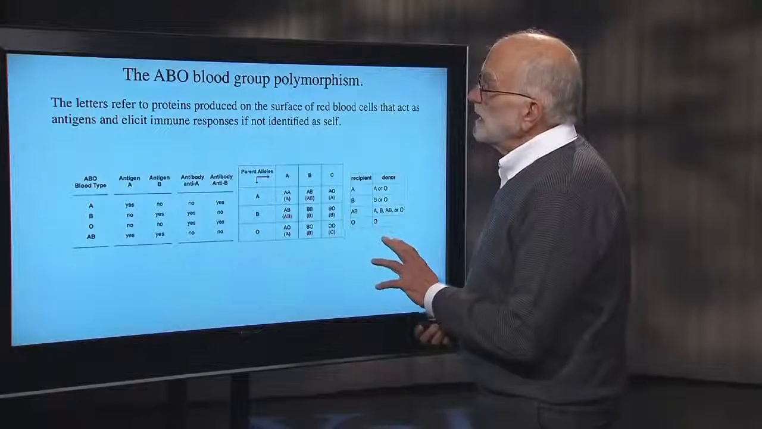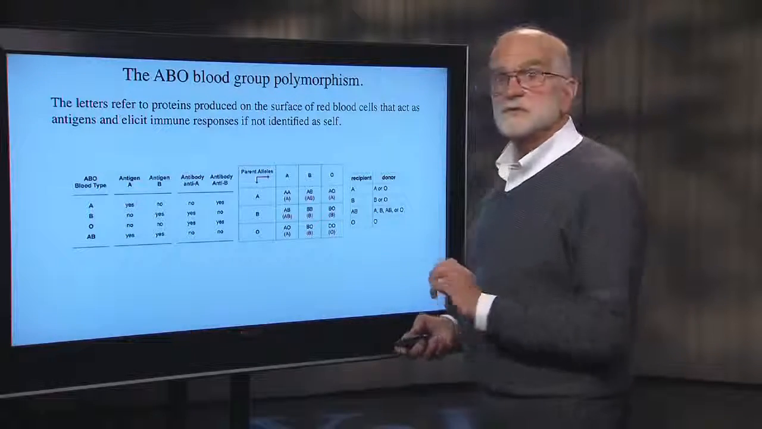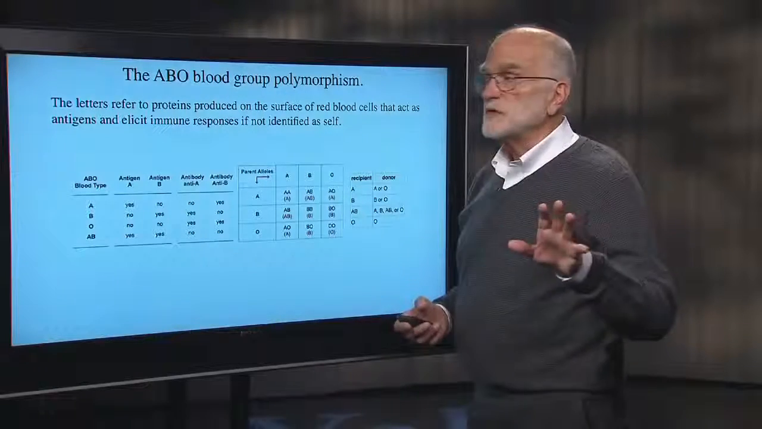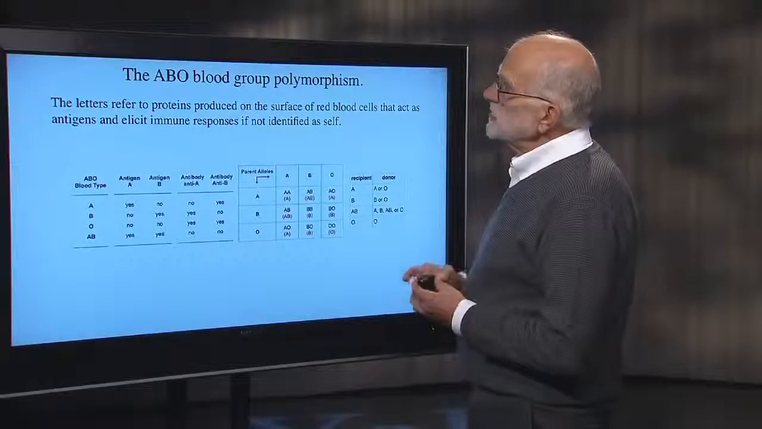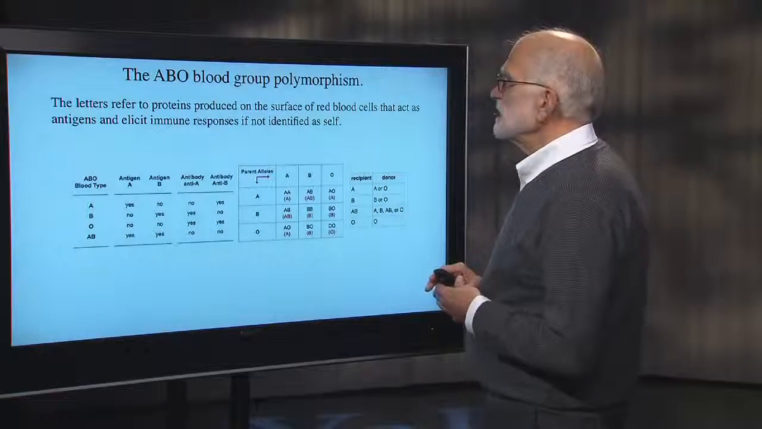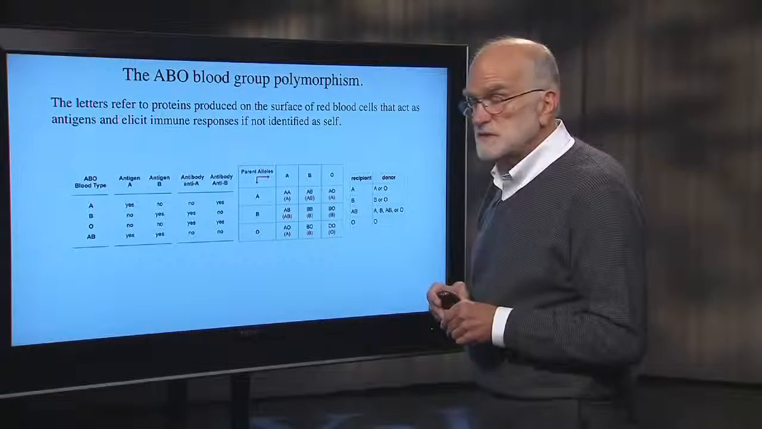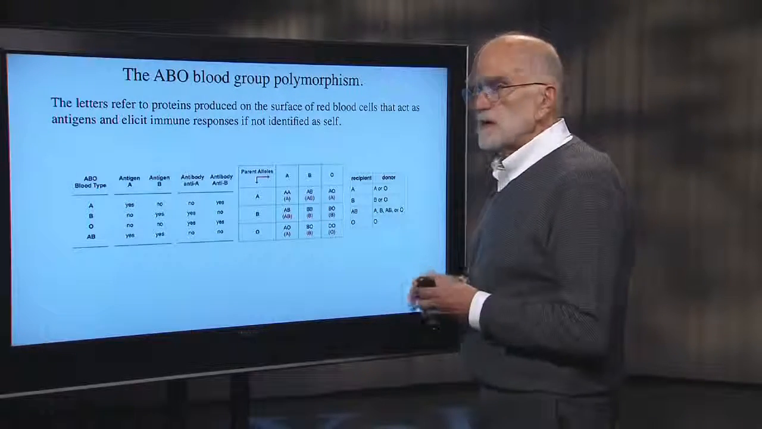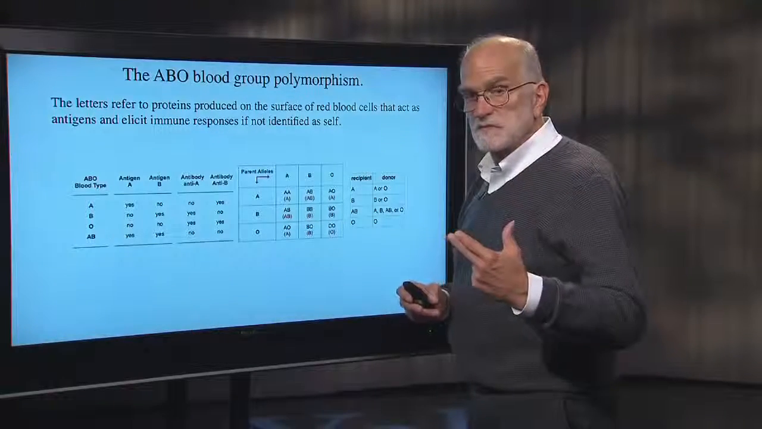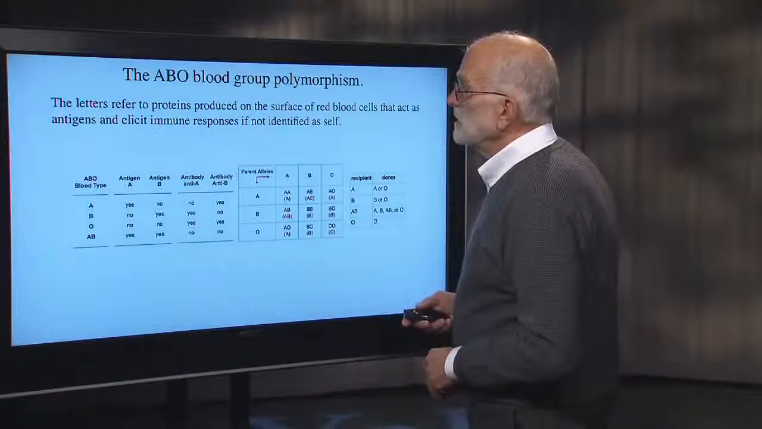Now let's take a look at one particular case. That's the ABO blood group polymorphism, which is so important to understanding blood transfusion. So these letters are referring to proteins that are produced on the surface of red blood cells, and they act as antigens. They elicit immune responses if they are not identified as self. So if you get the wrong kind of transplant, then your immune system thinks it's being invaded by a pathogen, and it will attack those cells, and it will cause a real problem.